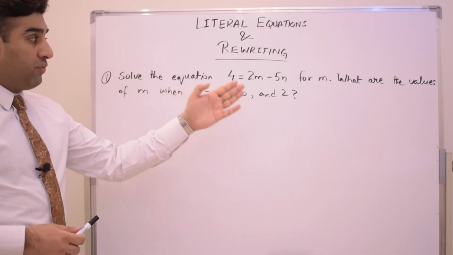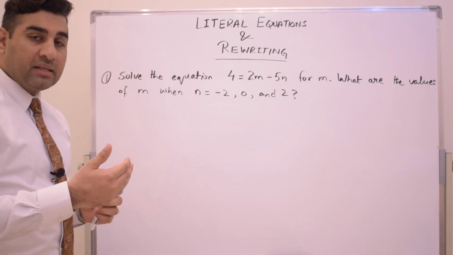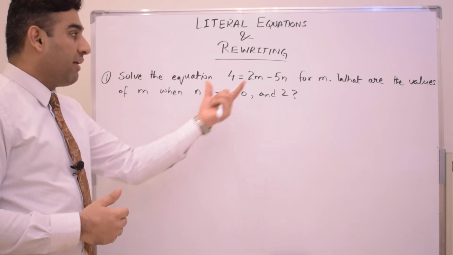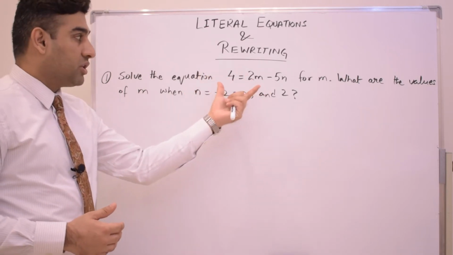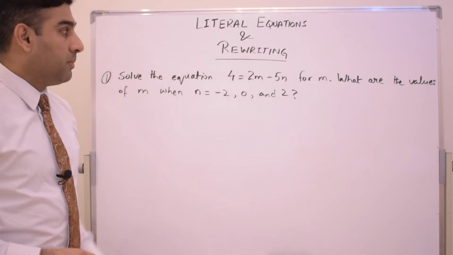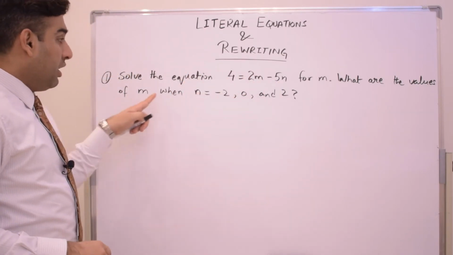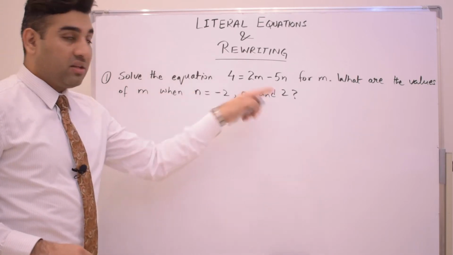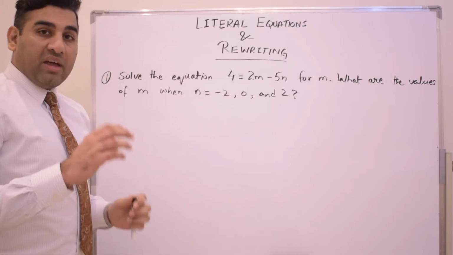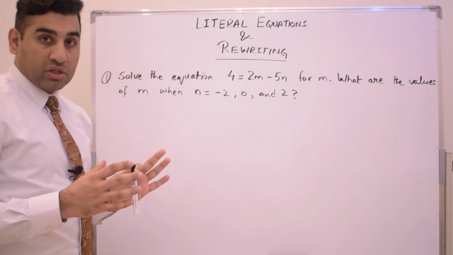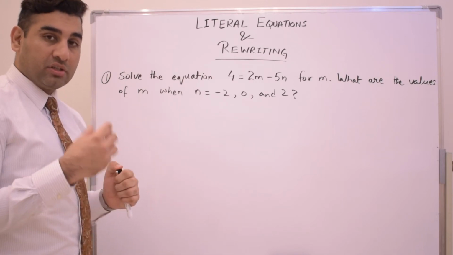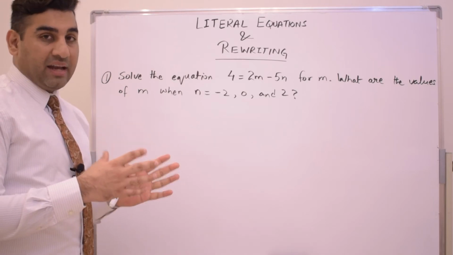Solve the equation for m. So guys, for m means that you have to make m the subject. It means you have to rewrite this literal equation. This is a literal equation because it includes two variables. What are the values of m when n equals this, this and this? So we have three n values that are -2, 0 and 2. When I rewrite the literal equation in the form of m, after that I will put the n values turn by turn in the n place and get the m values.